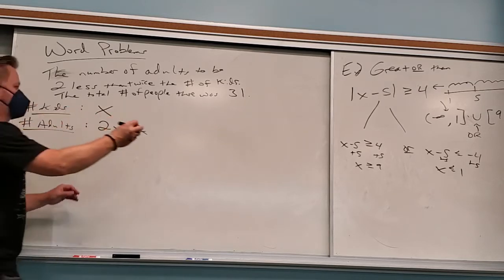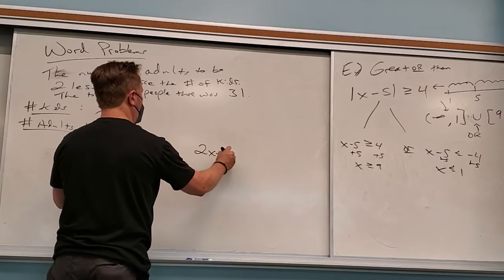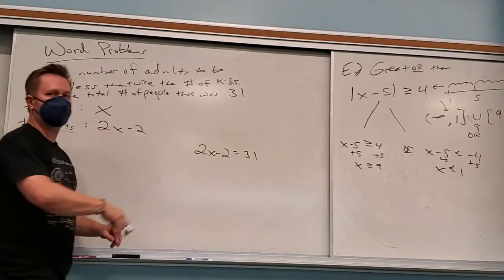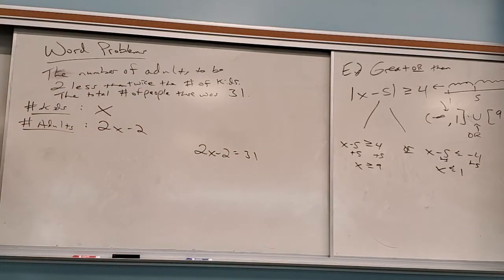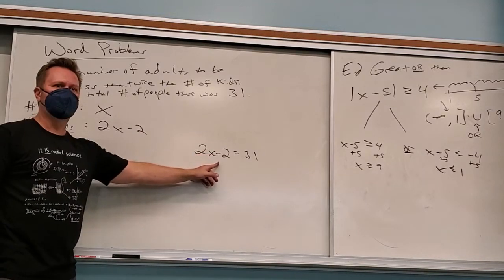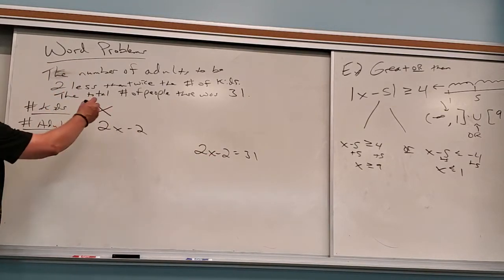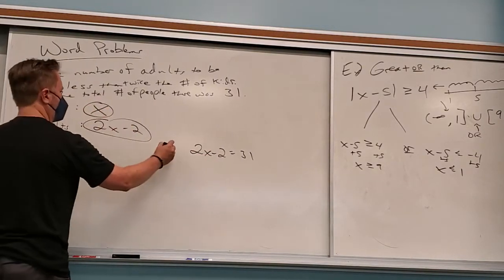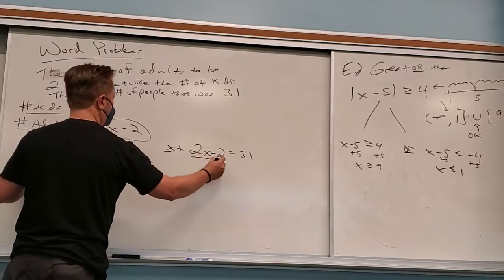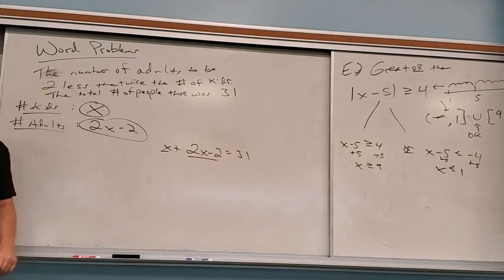All right, now watch this. If I say 2x minus 2 is 31, this is not right, by the way, but what does 2x minus 2 represent? Adults. So now you're saying there were 31 adults, which means there were no kids. That doesn't make any sense. So what are you missing here? Plus x. The kids, right? So you have to add both of these. Kids plus adults makes the total number of people, right?